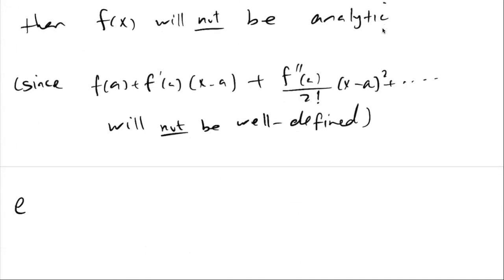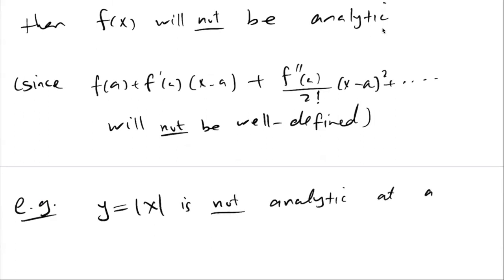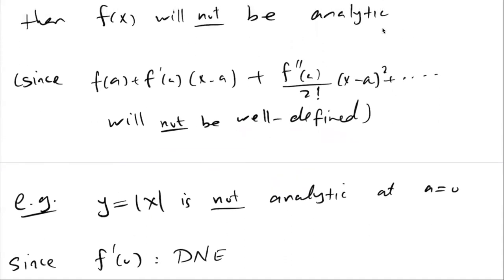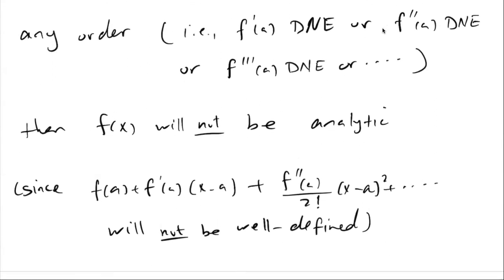So for example, y equals absolute value of x is not analytic at a equals 0, since f prime of 0 does not exist. You saw in Math 113 that if f of x is absolute value of x, then f prime of 0 does not exist, or the function is not differentiable at a equals 0. So if it's not differentiable at 0, that means it's not analytic at 0, according to what we just said.